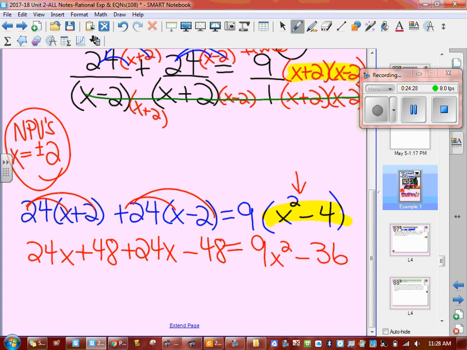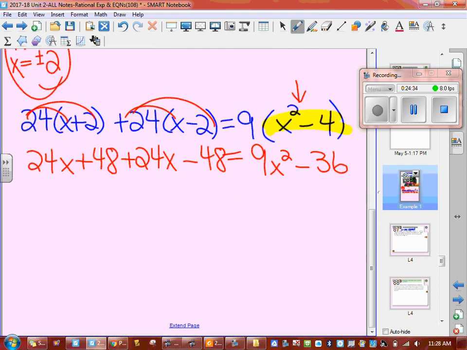And what we try to do at this point is add like terms on both sides. So we're going to notice that a positive 48 and a negative 48 are going to cancel and disappear. So all I'm going to have is a bunch of x's on the left. So I'm going to add all these x's. I've got 24 of them right there, and another 24 of them here. So I'm going to add those up, and I'm going to get 48x equals 9x squared minus 36.